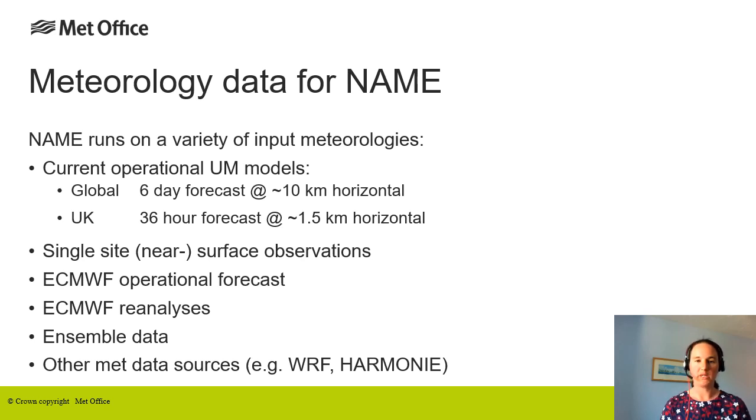NAME is also able to use a variety of other meteorological data sets. For example, we can give NAME some single site surface, near surface observations and NAME can migrate the particles using that metadata. It's also possible to use ECMWF data, and that's either operational forecast data from ECMWF or the large stores of reanalysis data that are stored at ECMWF. And then on top of that, we can also use ensemble metadata, from a meteorological ensemble, or we can use metadata from other weather models, such as WRF or Harmony.